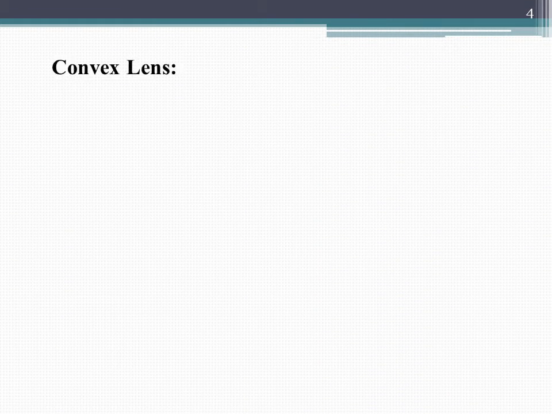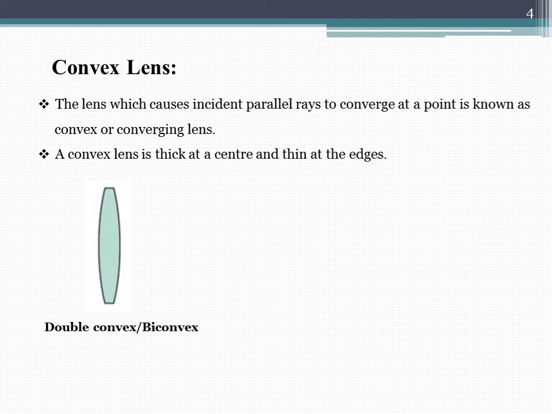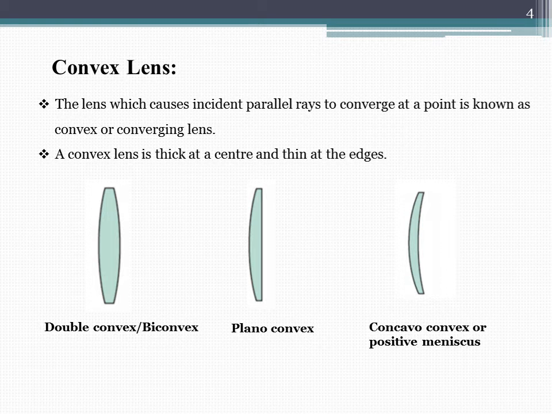A convex lens is a lens which causes the parallel beam to converge at a point. Apparently, it is thick at the center and thin at the edges. It is further divided into many types like double convex lens, also known as biconvex, whose both surfaces are convex. Plano-convex lens, having one spherical or convex surface and one flat surface. Third one is concavo-convex lens, which is concave on one side and convex on the other, and convex surface has smaller curvature than the concave surface.